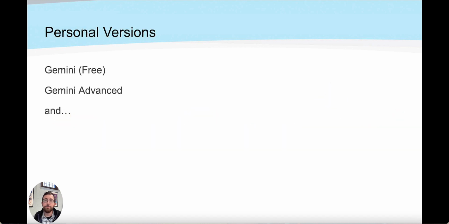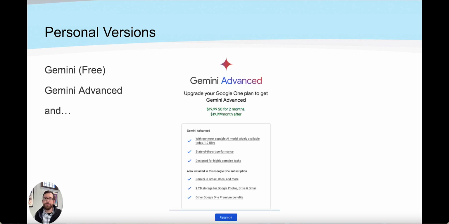There are a couple of different personal versions out there that are really supposed to be seen as competitors to the free ChatGPT version. There's just a Gemini free version. If you go on your personal consumer account right now and go to gemini.google.com, you'll be able to sign up, agree to a whole bunch of things, and get started. There's also Gemini Advanced, which is kind of an upgrade, so you can have more features, better performance, and so on and so forth.